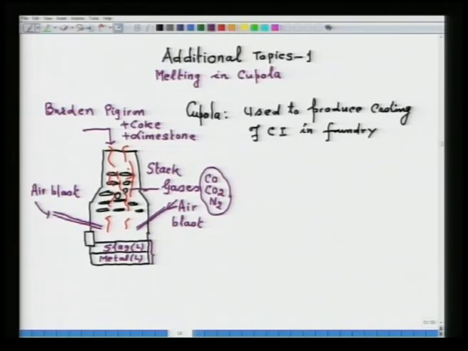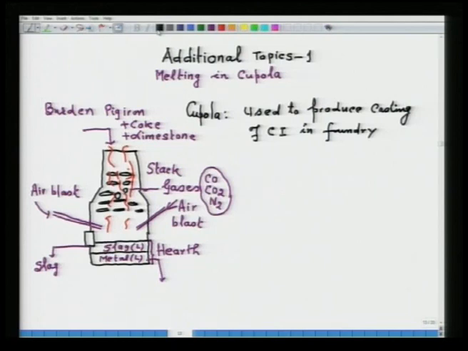On the hearth, this portion is the hearth, the metal, which is the liquid, usually cast iron, is collected at the bottom and slag is disposed. This is the outlet for slag and this is the outlet of metal. This is a very simple operation of a cupola.